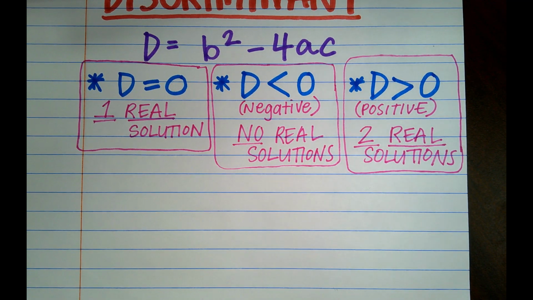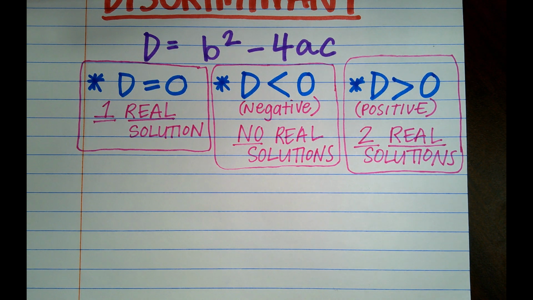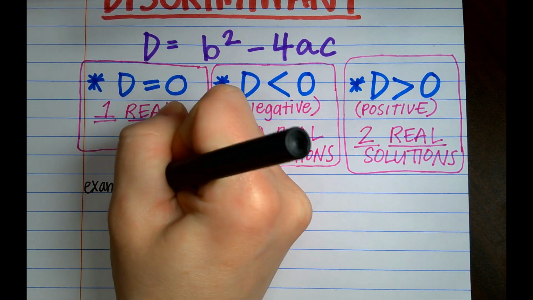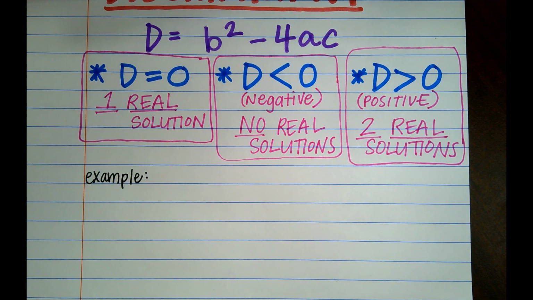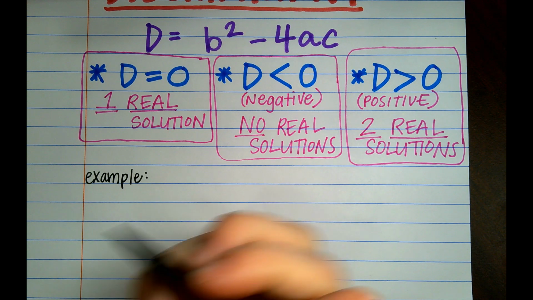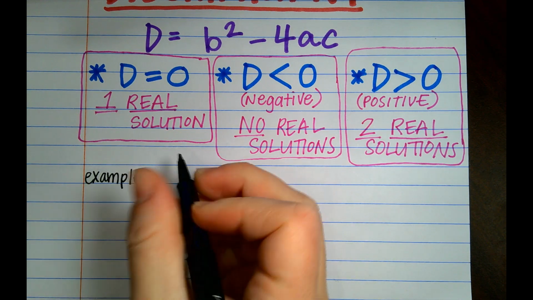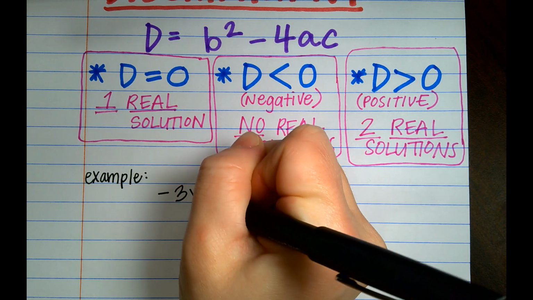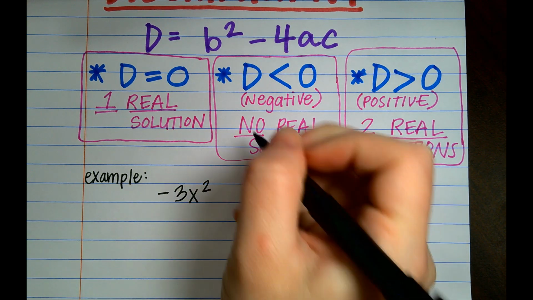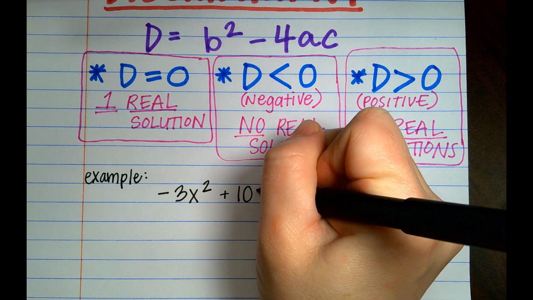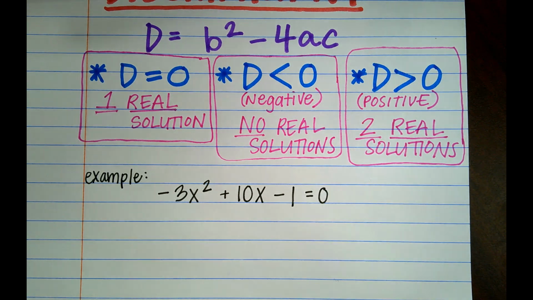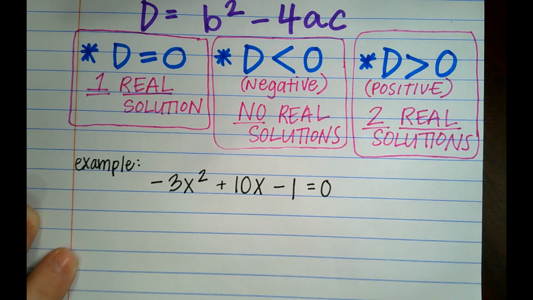So, for example, let's say, let me get another color. For example, let's say I have an equation that says negative 3x squared plus 10x minus 1 equals 0. Let's say I have this equation.